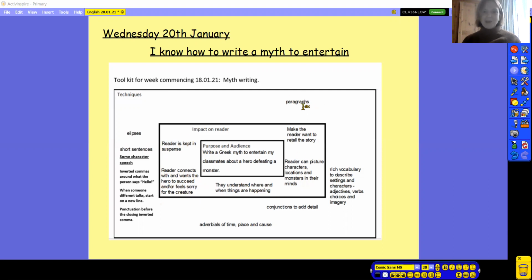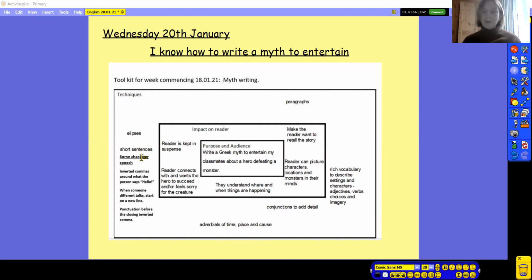So to do that, we need to include paragraphs and rich vocabulary to describe setting and characters, etc. And you have got those word banks. So can I suggest that you print off or look at the word banks from last week and from the poem? I've got that at the end as well. Use conjunctions like while, when, etc. to add some more detail. Time adverbials, one sunny day. I know some people got that as a target, so remember to keep that in.